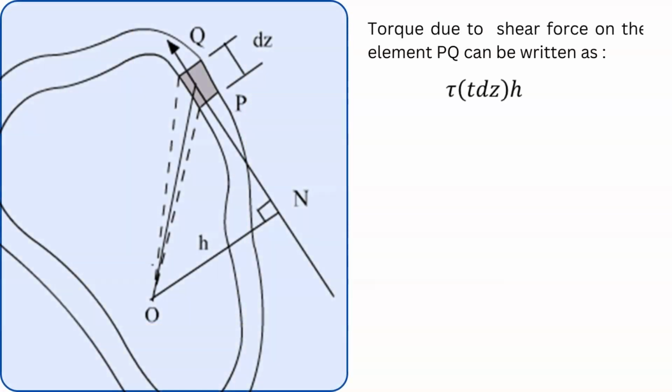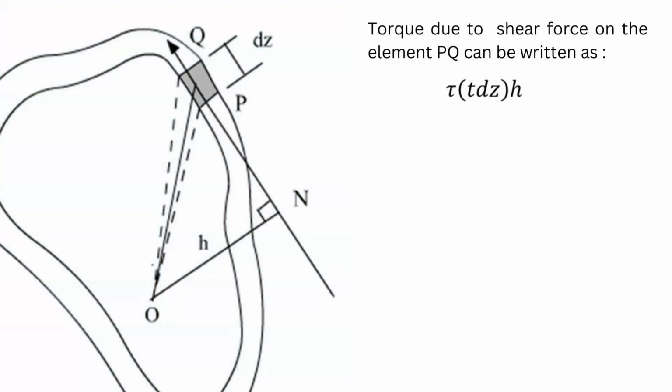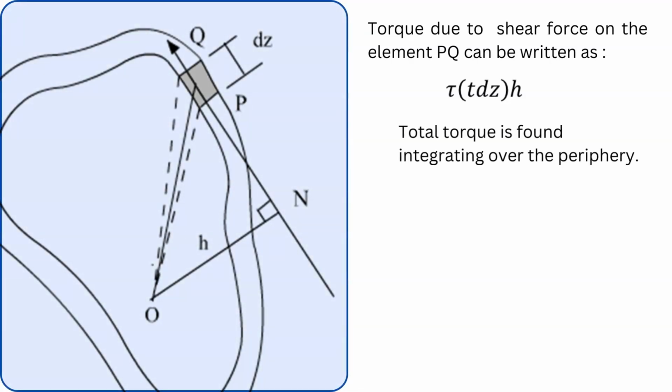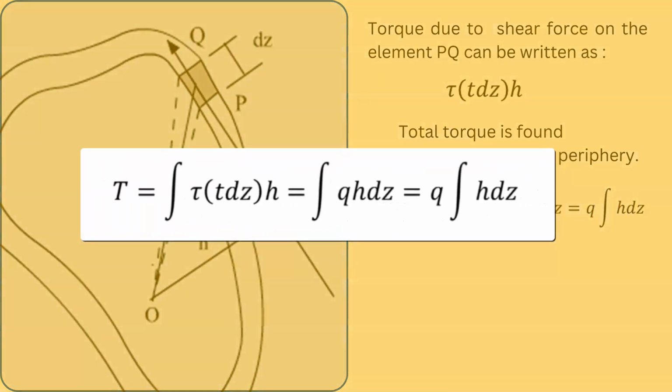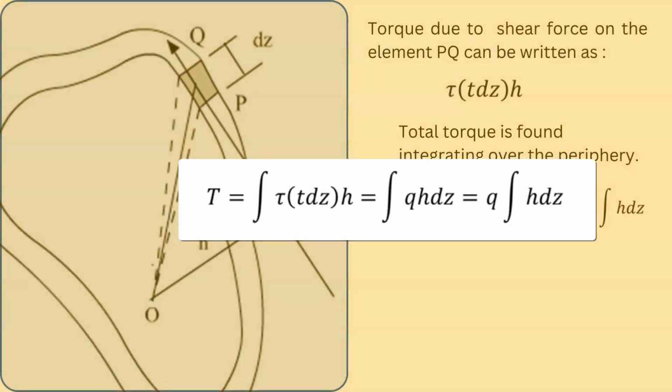The torque due to shear force on the element PQ can be written as shear stress into small area, that is given by thickness into ds, multiplied by the normal distance to the line of action of the force, h. The total torque is found by integrating over the periphery of the tube. Therefore, the total torque is equal to shear flow multiplied by the integration of h ds.